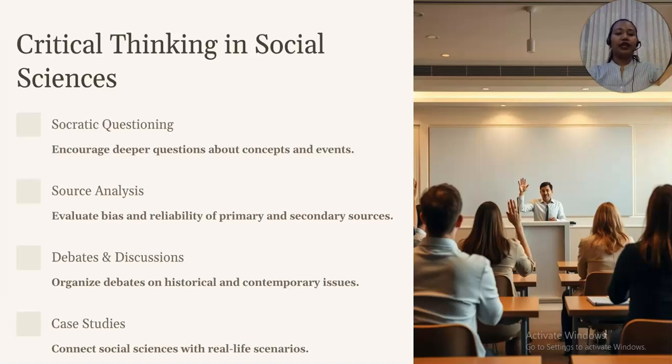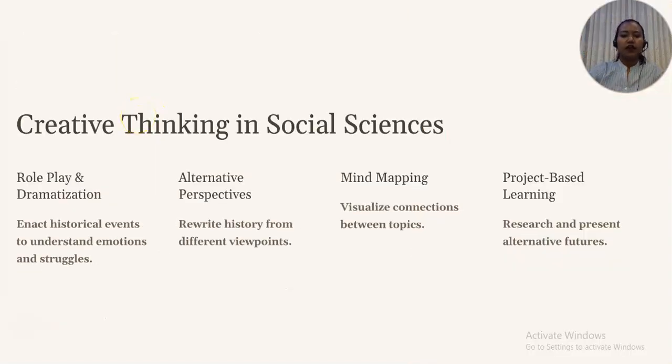Then we go to the next, and that is creative thinking in social sciences. Creativity is not only for artists, even historians need creativity. Here's how we bring it into the social sciences classroom. The first is through role play and dramatization. Let students become Bhagat Singh or Queen Lakshmi Bai. When they do the role play, they will have the feelings. They will feel what they are doing. They will also understand.